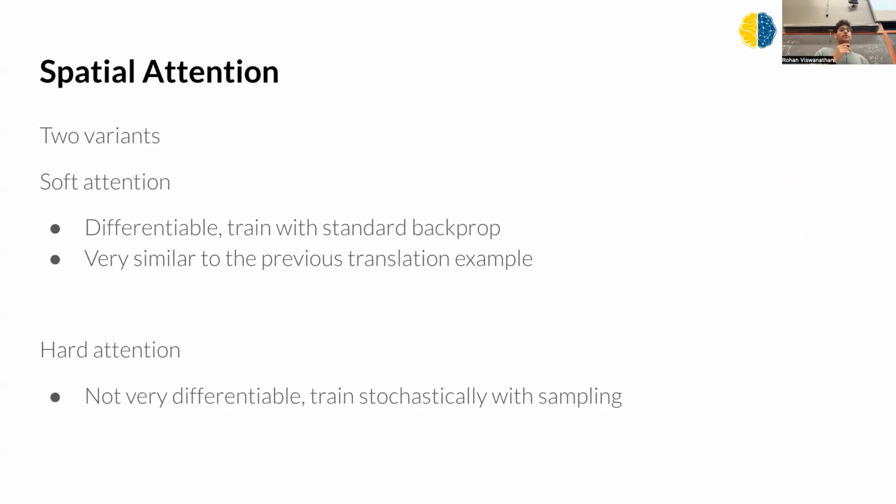Again, there are two variants that we can use. We've talked about these earlier: soft attention, which is differentiable, similar to our previous translation example, or hard attention, which is not as differentiable, but we can train stochastically with certain sampling techniques.